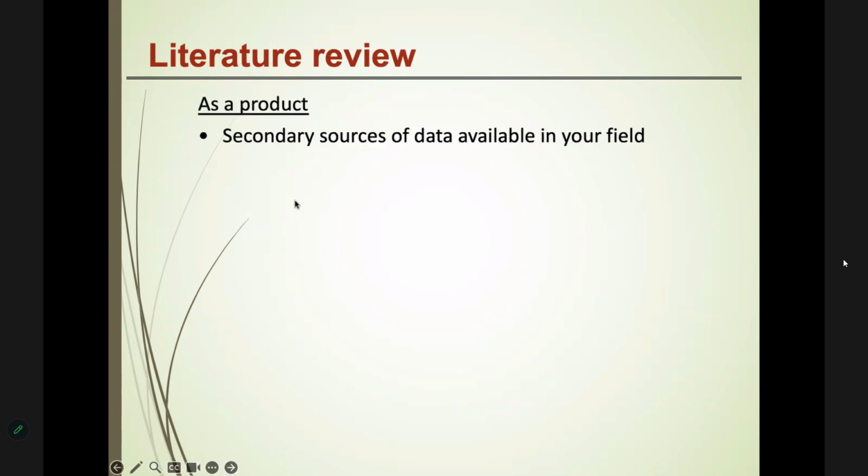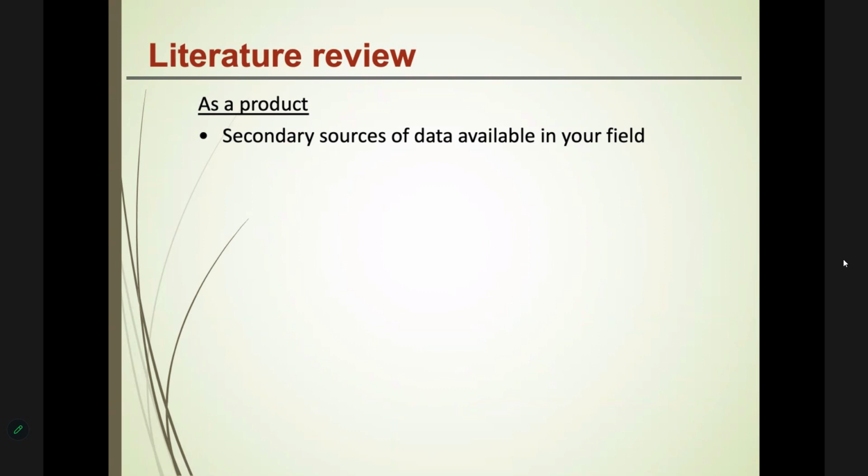Moving on, if you take the literature review, I hope you already know what a literature review is. If you haven't, I personally view the literature review from two perspectives. One is literature review as a product. The other one is as a process. When you say literature review as a product, it is simply a secondary source of data available in your field. What do you mean by literature? It is what is already out there in a published format.